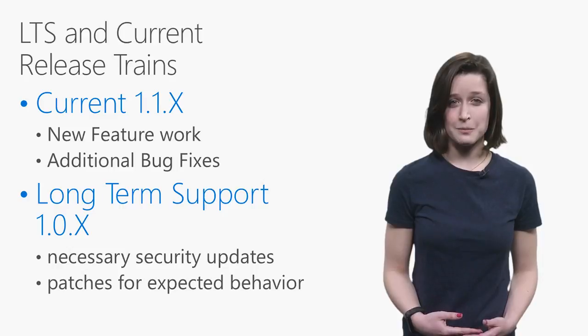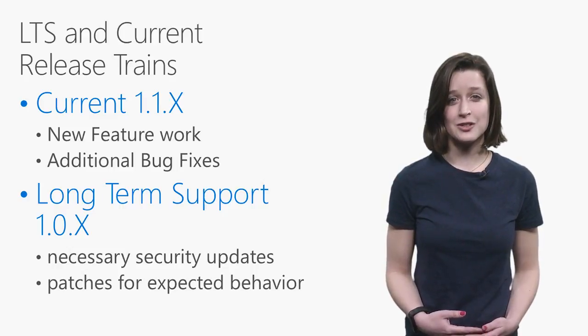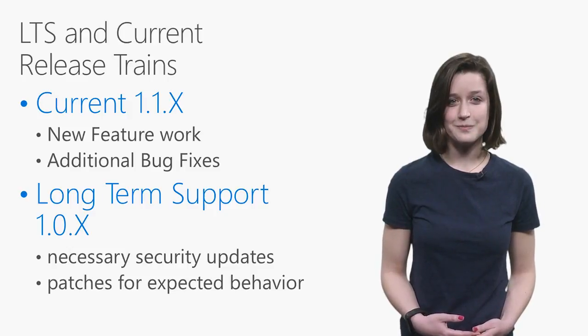The LTS, or long-term branch, gets only the necessary security updates and patches for expected behavior. LTS is maintained for stability and will eventually get the new features created in the current branch, but only after being tested in real scenarios.